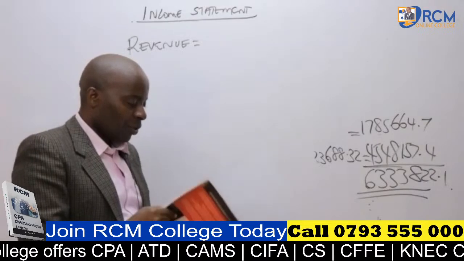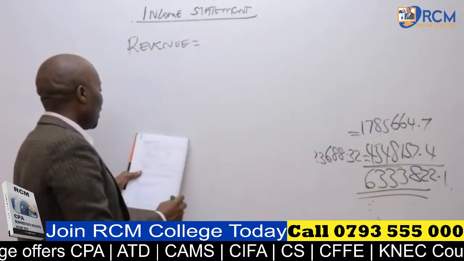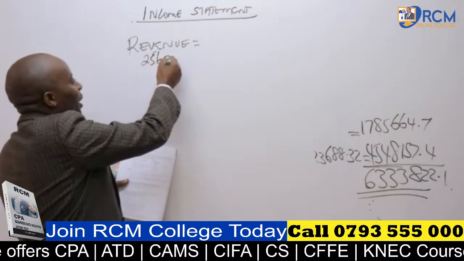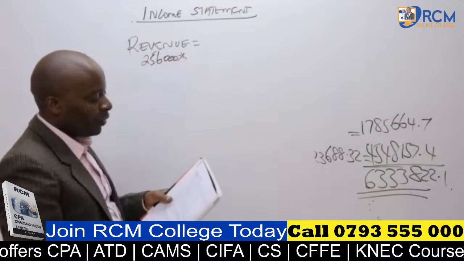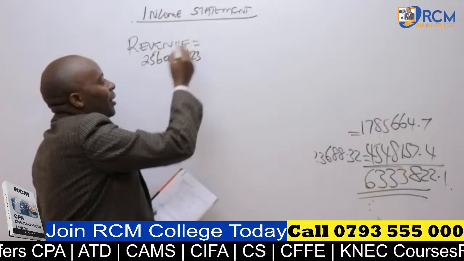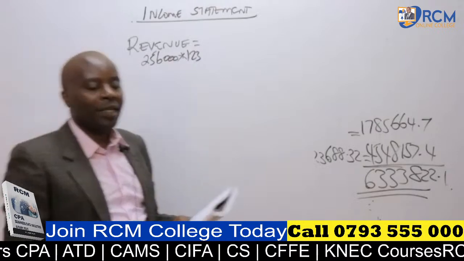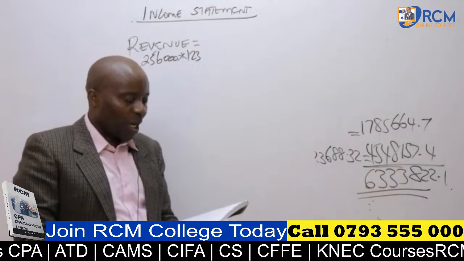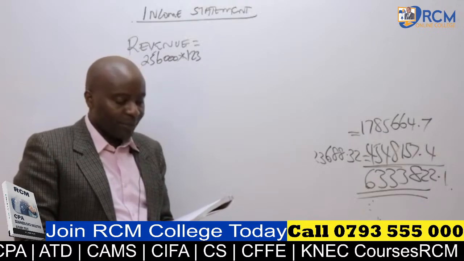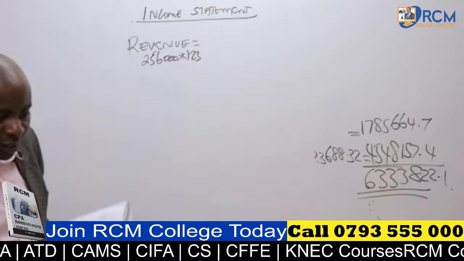So for revenue, I can see the number of units. The number of units here are 256,000, and I know that for each unit, they've given us a selling price of 123. So I want to get revenue, which is price times quantity. So could you kindly give us this figure?